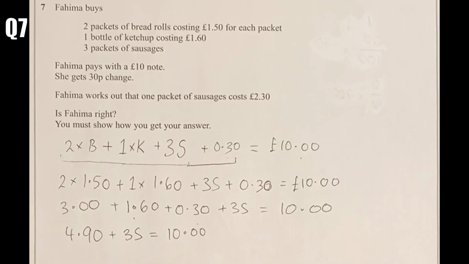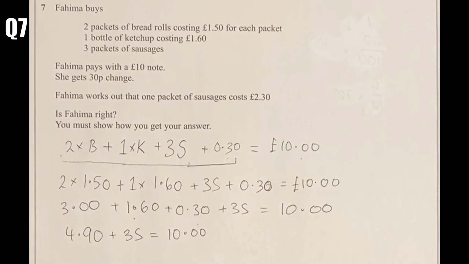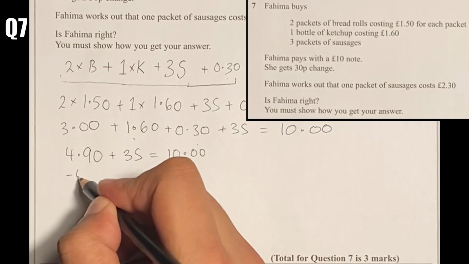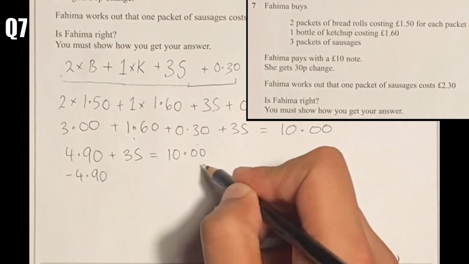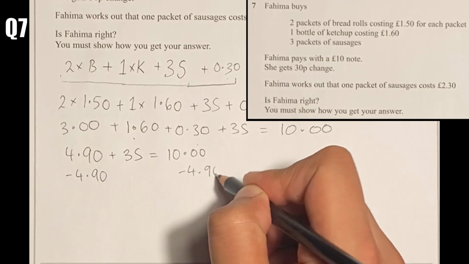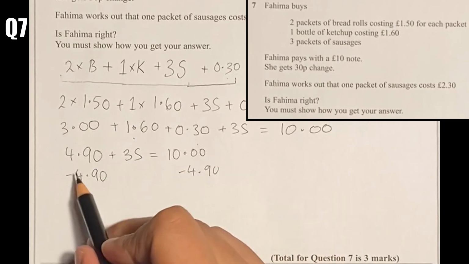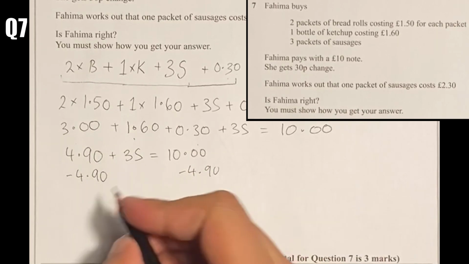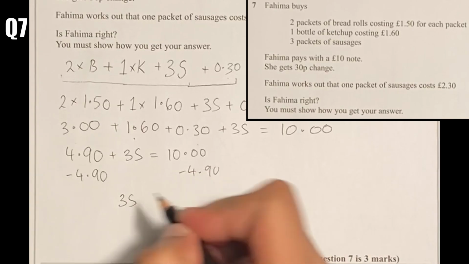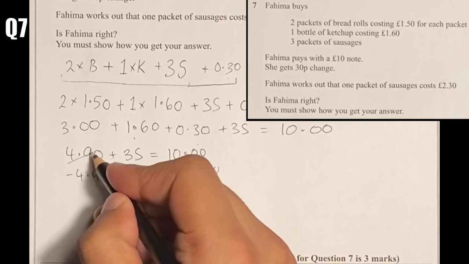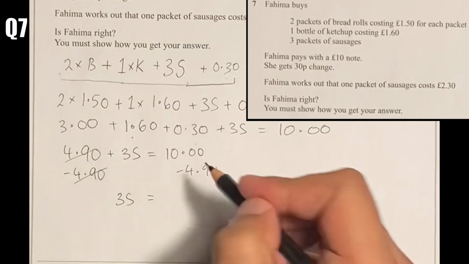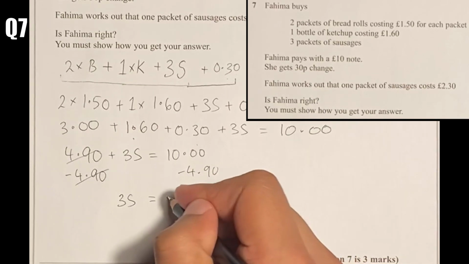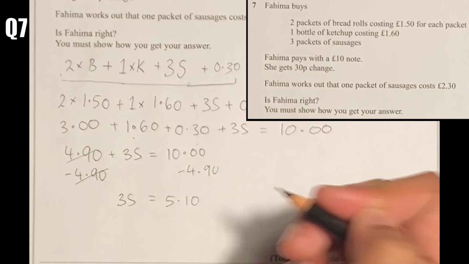All of a sudden, this is looking very easy, very nice and very simple. Not as complicated as we had up here. If I now just subtract £4.90 from both sides, because I want to know what S is, so I need to get rid of this, and I'm just going to get rid of that by minusing £4.90 from both sides. We will get 3s by itself. The £4.90 will cancel out with the minus £4.90, and the £10 minus £4.90 is the same as £5 and 10 pence. I can do that in my head.